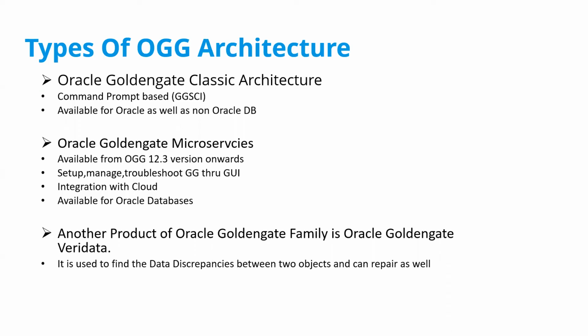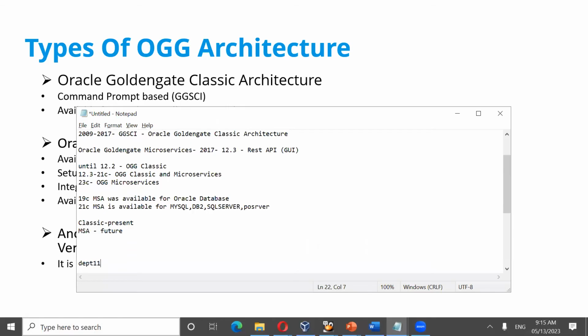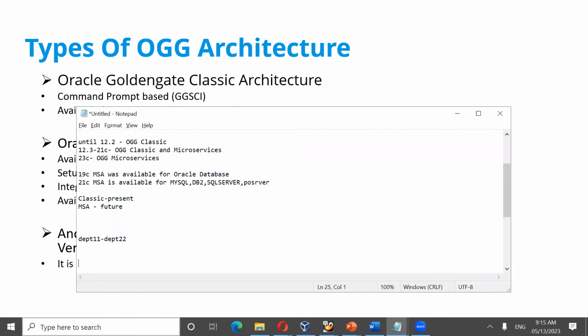What Veridata does is it is used to find data discrepancies between 2 objects, and it can repair them as well. So say, for example, you are replicating the data from source to target, DEPT11 to DEPT22. Now, this is ongoing for the last 10 years. Suppose on source, you have got 10,000 records. On target, you have got 9,000 records. So what Veridata can do for you is it can identify the discrepant records for you.